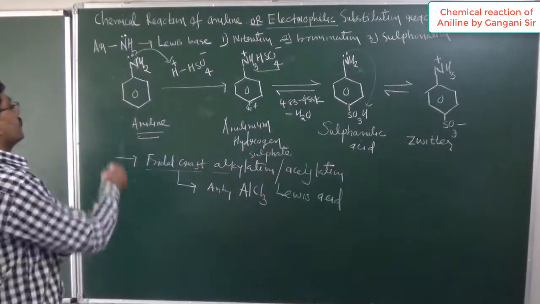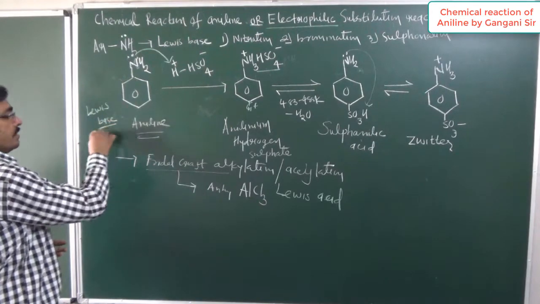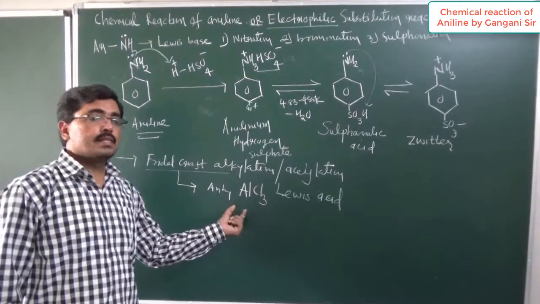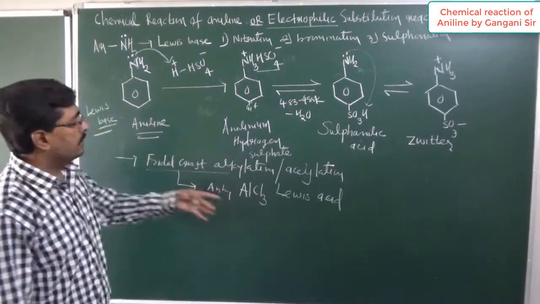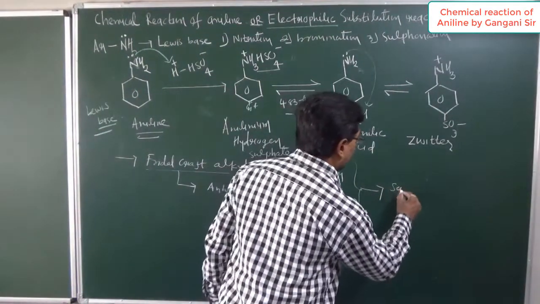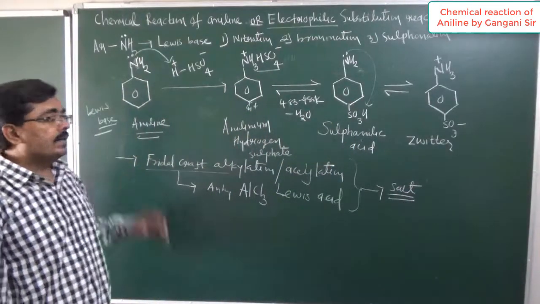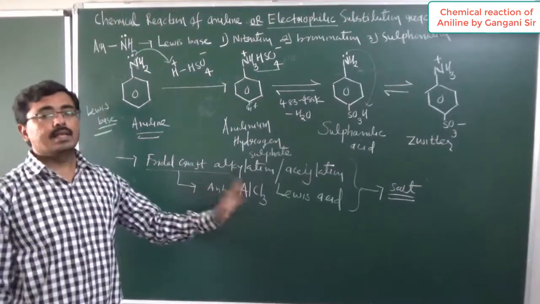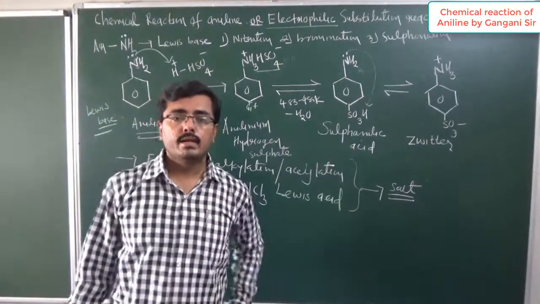And our amine group has an electron pair to donate, so it works as a Lewis base. So when aniline is allowed to react with anhydrous AlCl3 for a Friedel-Crafts reaction, the acid and base react with each other and give a salt. So salt formation occurs for aniline, and therefore aniline does not give Friedel-Crafts alkylation as well as acylation, because when it gives a salt, it becomes inert in nature.